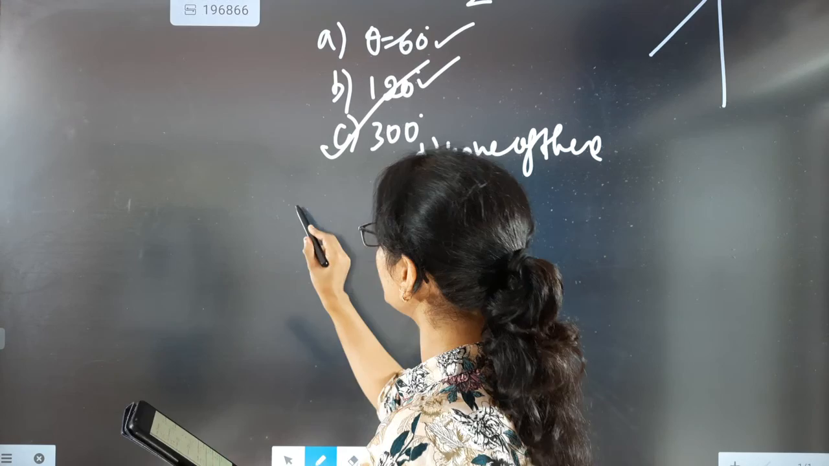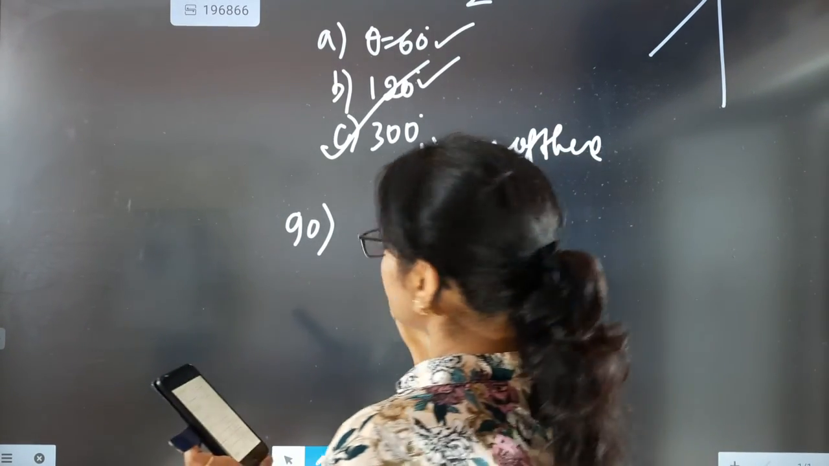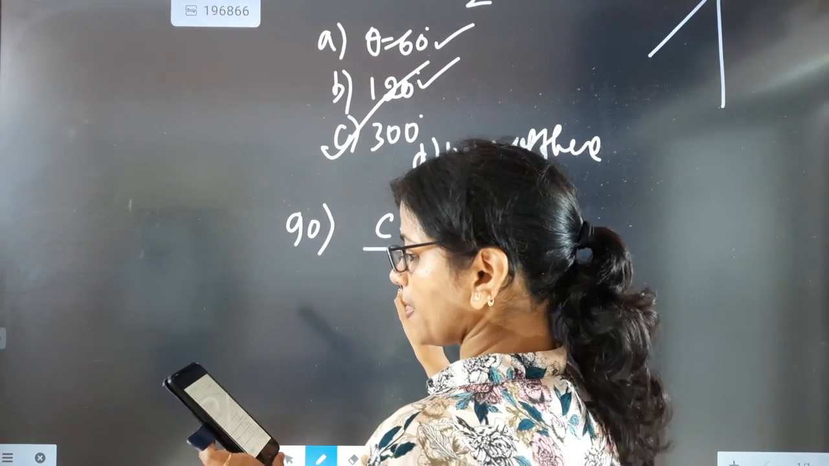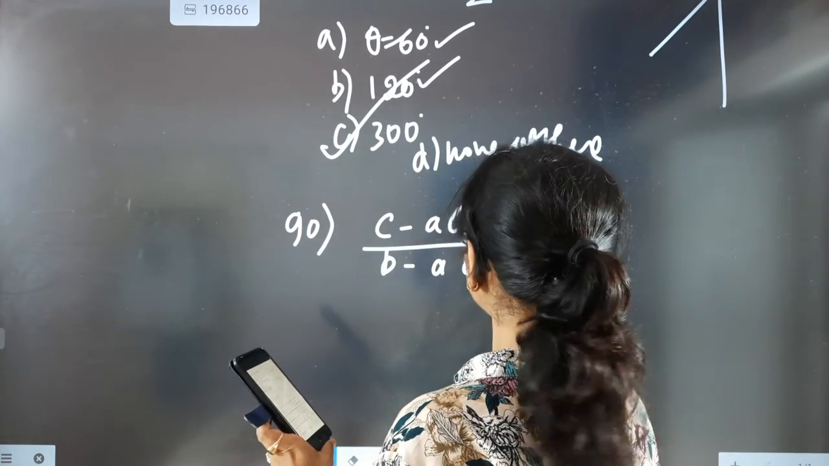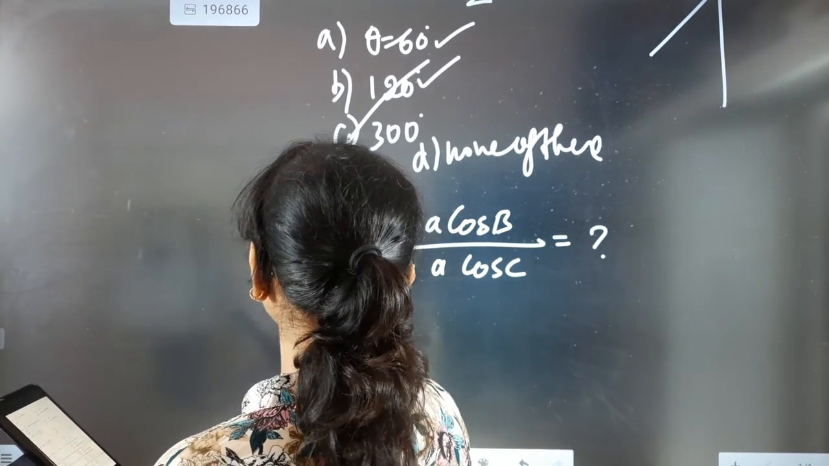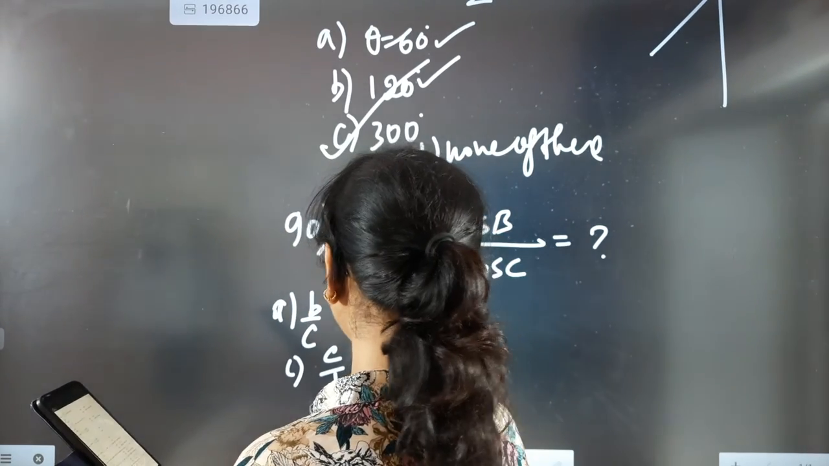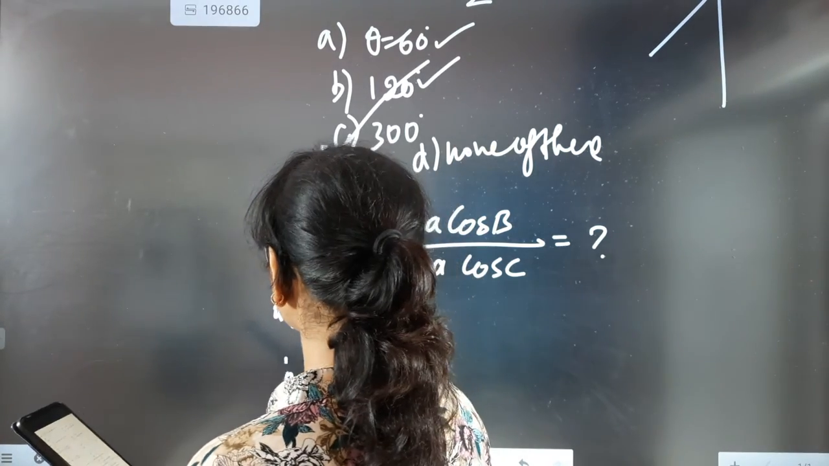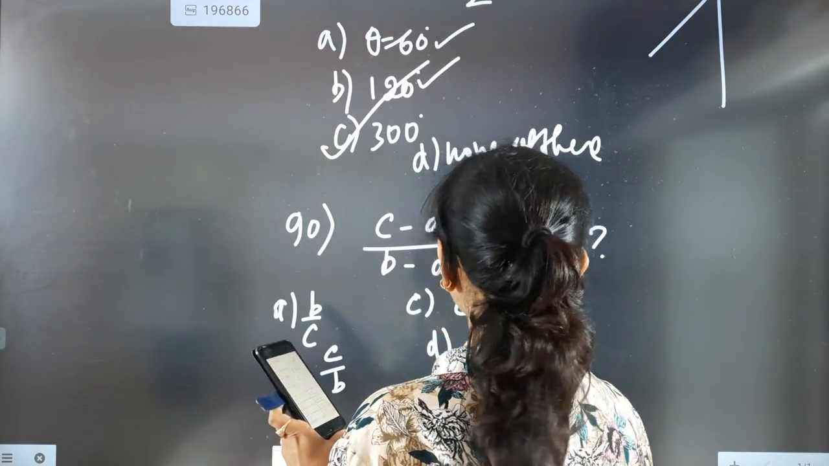Question number 90. They are telling that (C minus A cos B) by (B minus A cos C) will be equal to what? Your options given here are: first, B by C; second, C by B; third, C plus B; fourth, C minus B.